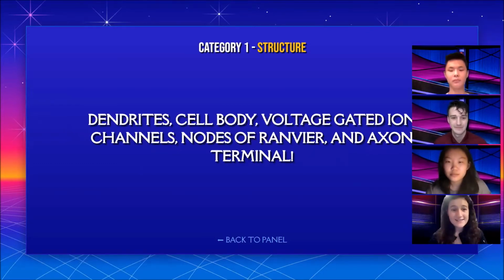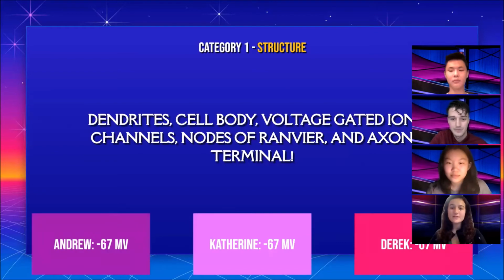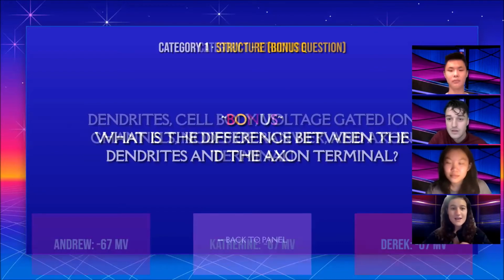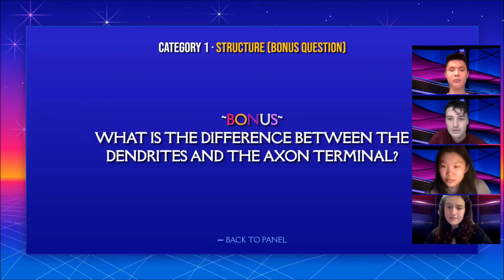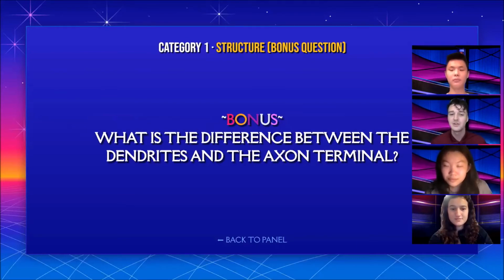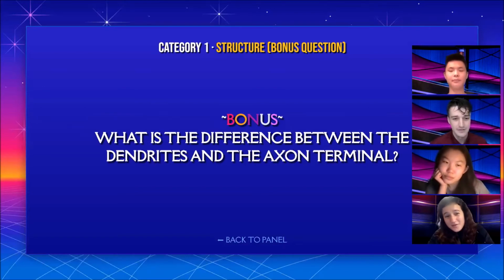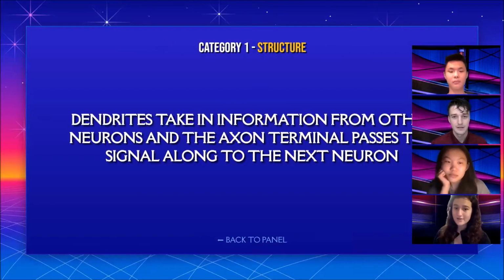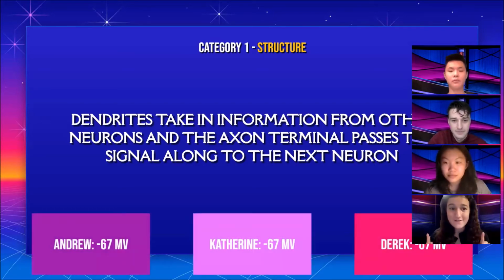All correct. And it's also your lucky day, Andrew, because you have hit a bonus question. Now, can you tell me the difference between the dendrites and the axon terminal? The axon terminal takes in information from other neurons, and the dendrites pass the signal along to the next neuron. Almost. It's actually the other way around, though. And that's it for our structure round, and the contestants are neck and neck. But now on to function.